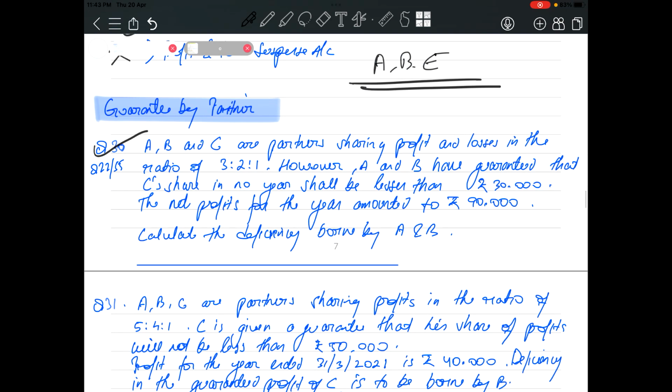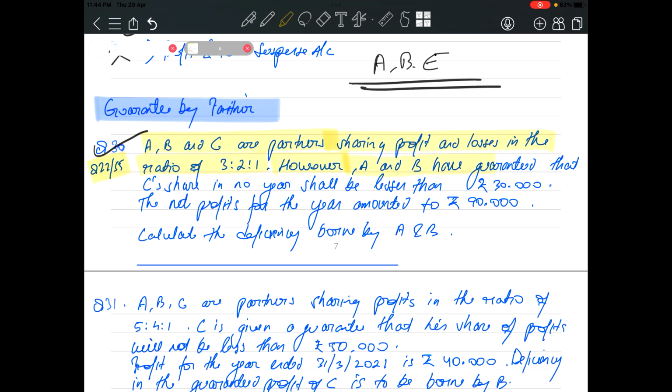Now let's move to question number 30. For MBSE students, Mizoram board students, this question is from question number 22 of your textbook, page number 55. You can go and check this question from there also. Now let's read the question. A, B and C are partners sharing profits and losses in the ratio of 3:2.